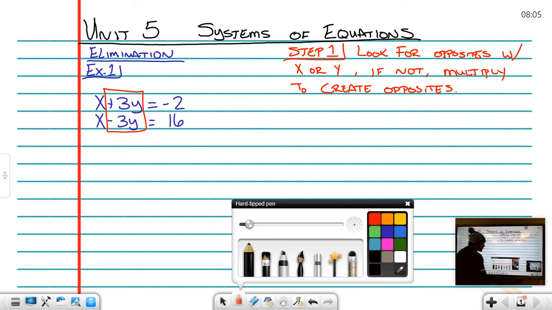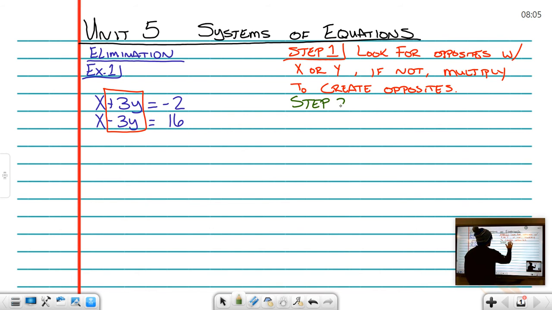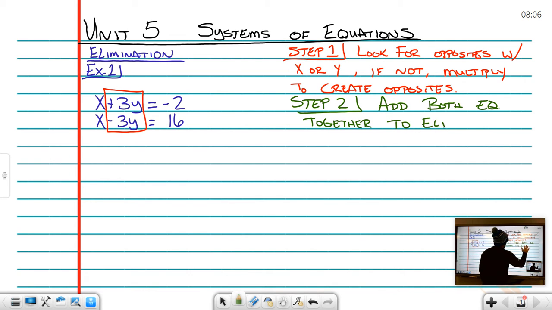Okay, so once we have our opposites, all right, now step 2, we're going to add both equations together to eliminate. I'm having a world of trouble spelling today. All right, so when I say add them together, we're going to stack them. All right, so like in elementary school when you learn how to add like 5 plus 3, that has you stack it. Okay, so we're going to stack these.